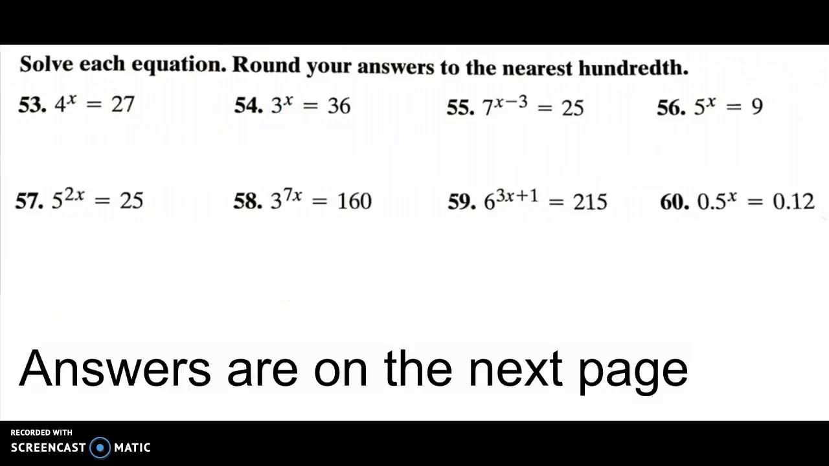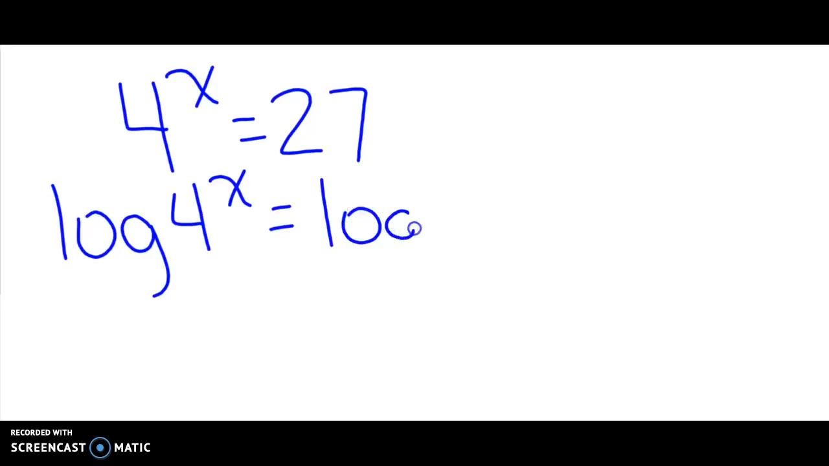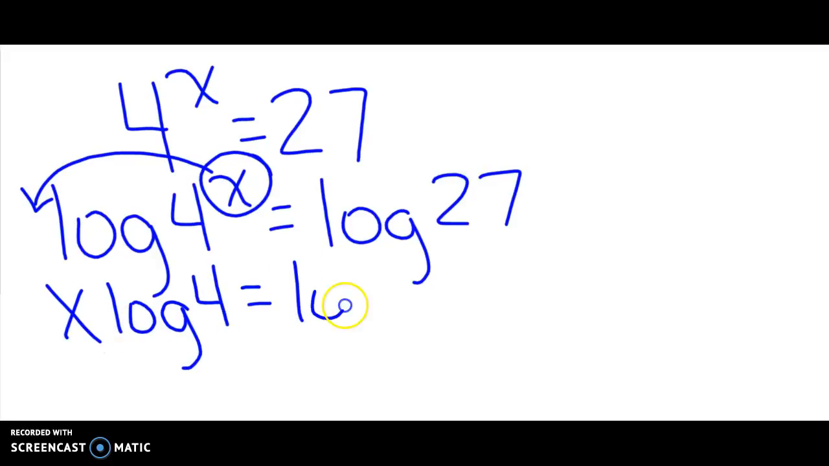All right, let's try 53. This was the latest stuff that we did. We've got 4 to the x is equal to 27. So we're solving an exponential. In order to do that, you can take the logarithm of both sides. I'm going to add a page. 4 to the x is equal to 27. So you take the log of 4 to the x is equal to the log of 27. Then we use the properties that we learned. Remember, this x is going to go in front. So it's going to be x times the log of 4 is equal to the log of 27.